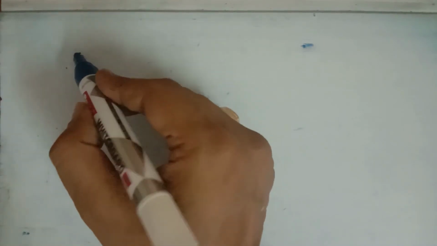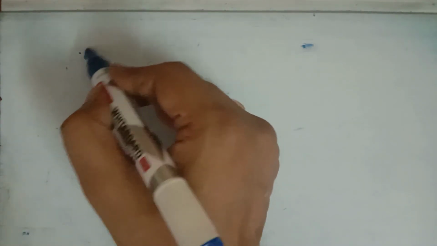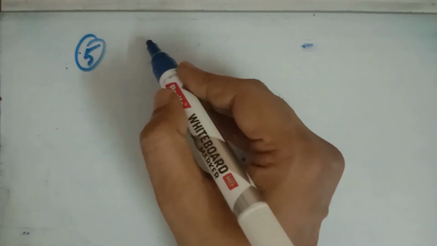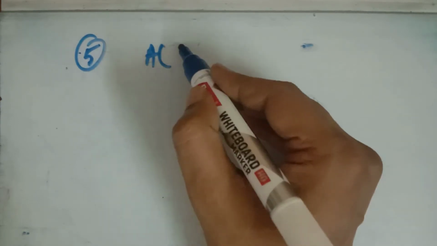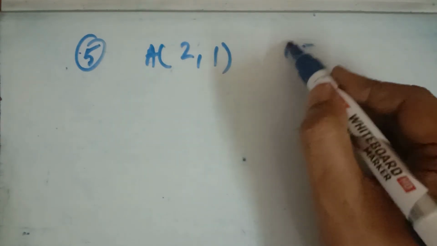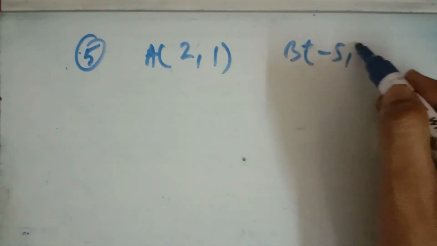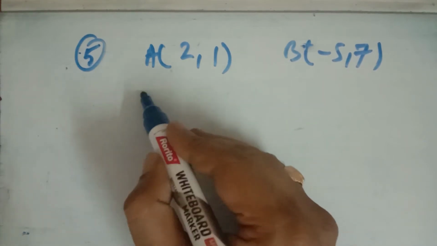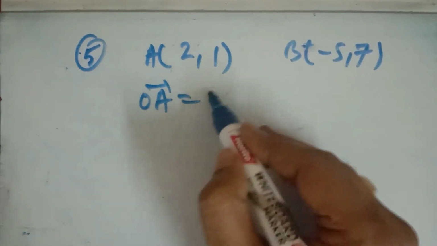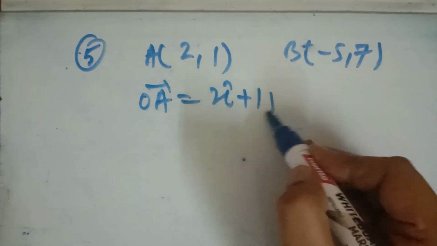Now in question number 5, find the scalar and the vector component of the vector with the given initial point. Let us take the initial point as A (2, 1) and the termination point as B (-5, 7). You have to find the vector and the scalar component.